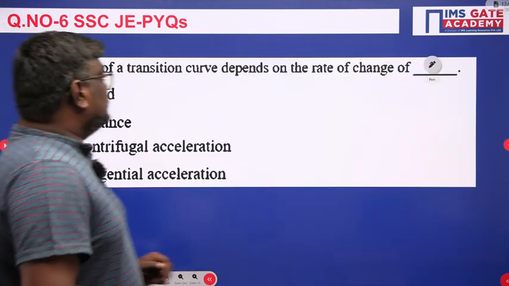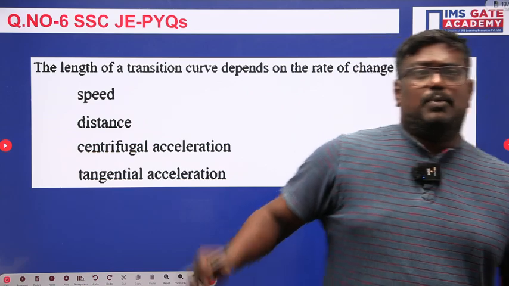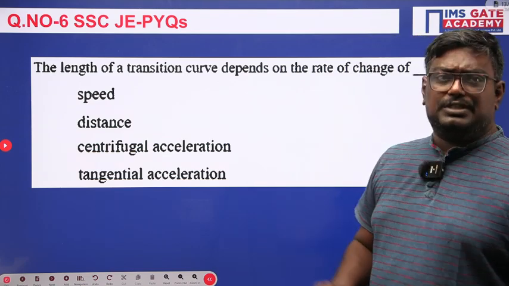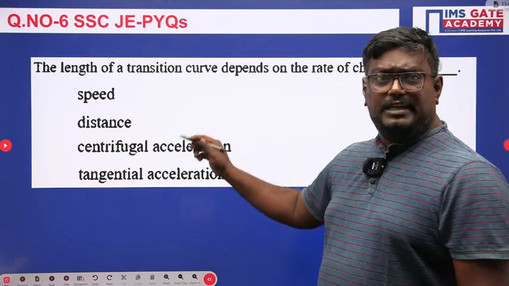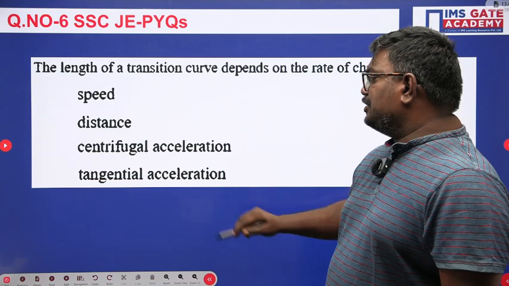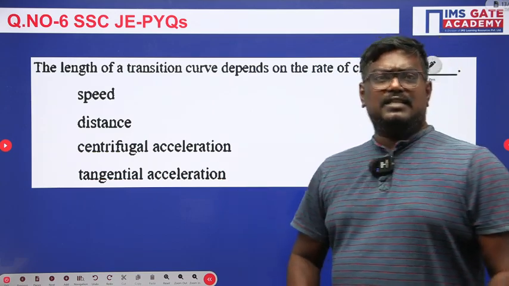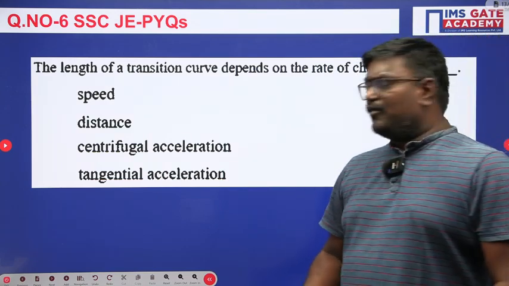Now, my dear students, the length of the transition curve depends upon the rate of. Here, the question is simple. If you see speed, no; distance, no; centrifugal acceleration and tangential acceleration. See, usually we can say centrifugal acceleration.